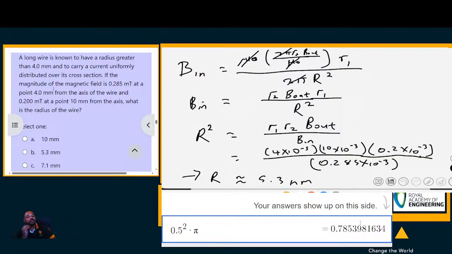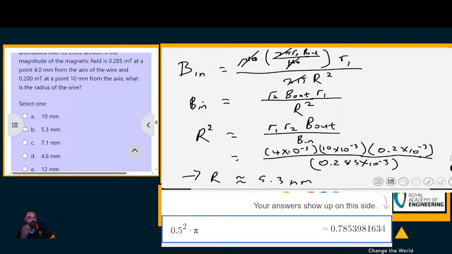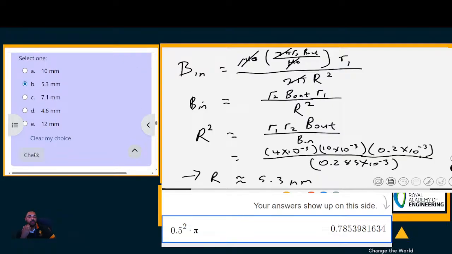So 4 is inside and 10 is outside. So 5.3 millimeters. Let's check. And that is indeed correct.